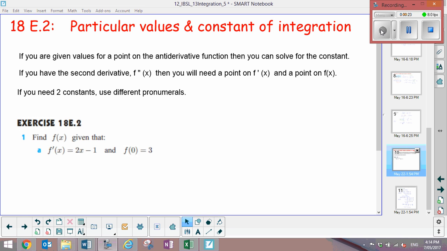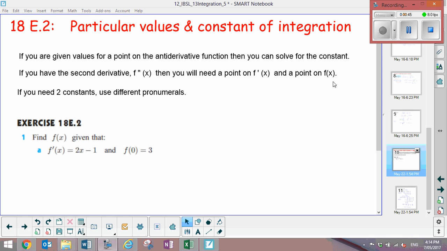So that means if we know a point on the original function and we're given the first derivative, then we can get the constant. If we've got the second derivative function and we're trying to find the original function, then we're going to need a point on f dash x as well as a point on f of x. So we'll look at that second one in class.